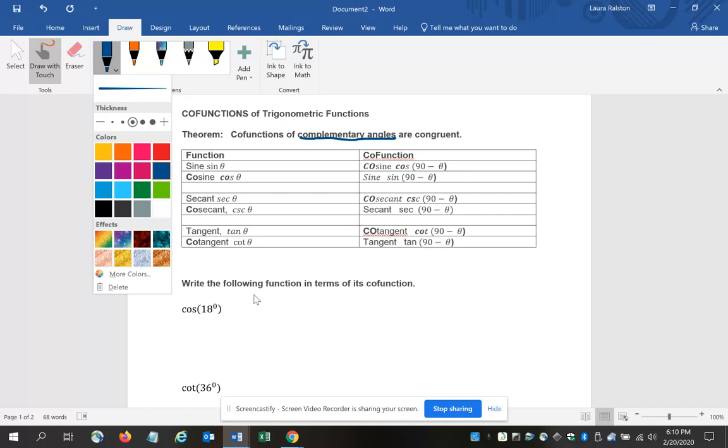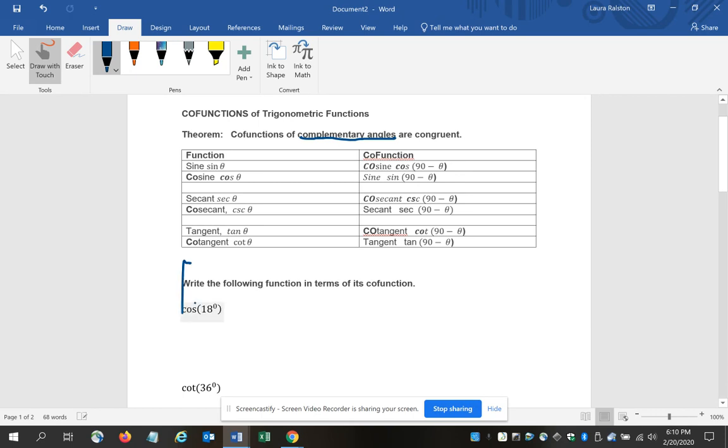The instructions read, write the following function in terms of its cofunction. The first one is cosine, so I have to stop and think. In this case, you're given the co, so its partner would be the one without the co. And since this is cosine, I'm even going to write it out.